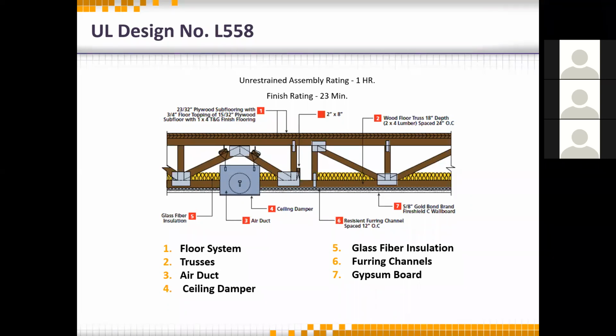So number 1, floor system, there are 3 or 4 particular floor systems that were tested that are okay to use with this particular design. Trusses are specified as far as spacing and size. Air ducts and ceiling dampers, there are options there, but we'd have to obviously pick one of those options. And then so on and so forth. So you can just see, you've got some options there. We can always beef this up, but we can't ever take anything away from it.